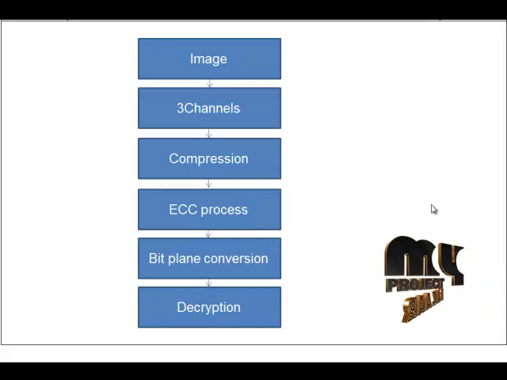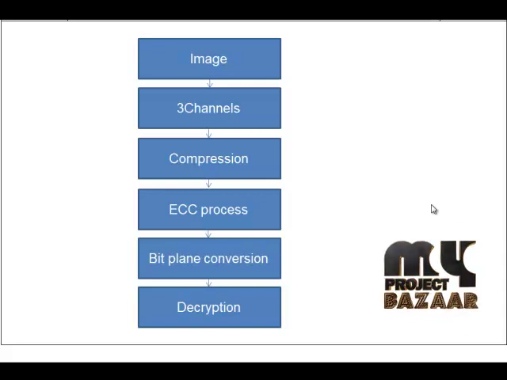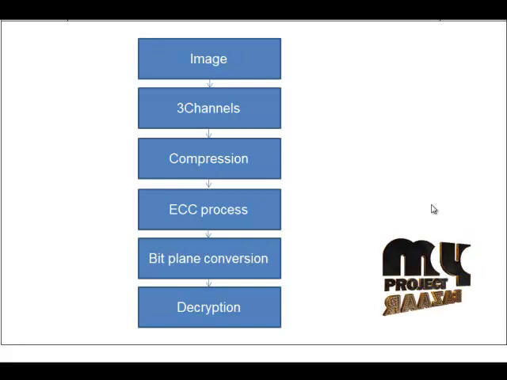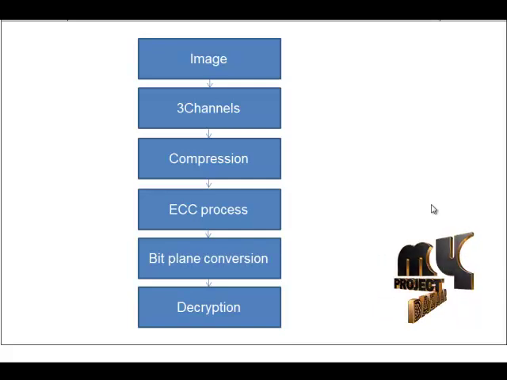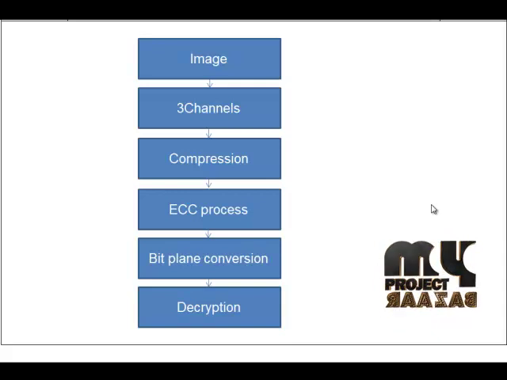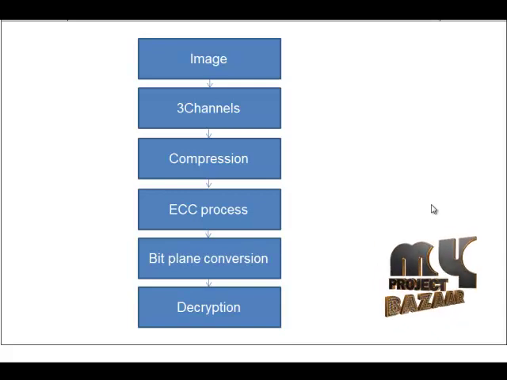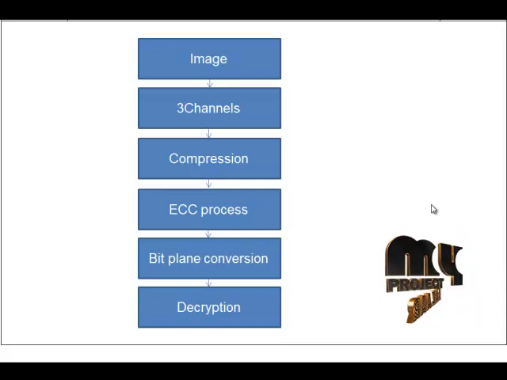Then we apply DCT compression to the single channel, that is, to the grayscale image. The compressed image is then processed by ECC encryption, that is elliptic curve cryptography, and after that the encrypted image is converted by its bitplane, and finally by the reversible process we decrypt the full image.